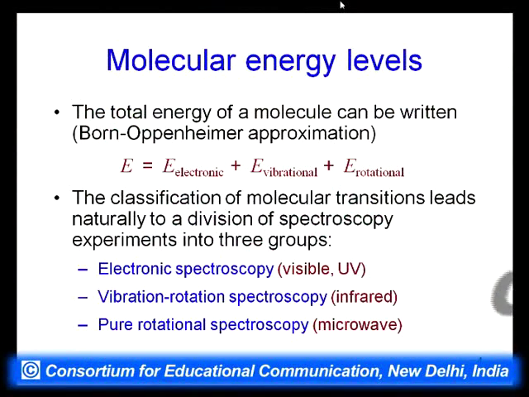Now, obviously, because the electronic transitions take place in the high energy UV and visible region, they are classified separately from vibrational transitions which take place in the lower energy infrared region, while rotational energies lie in the lowest energy microwave region, and that is why there is actually a segregation of the three types. We divide the study into electronic spectroscopy separately from vibration rotation spectroscopy and then pure rotational spectroscopy.